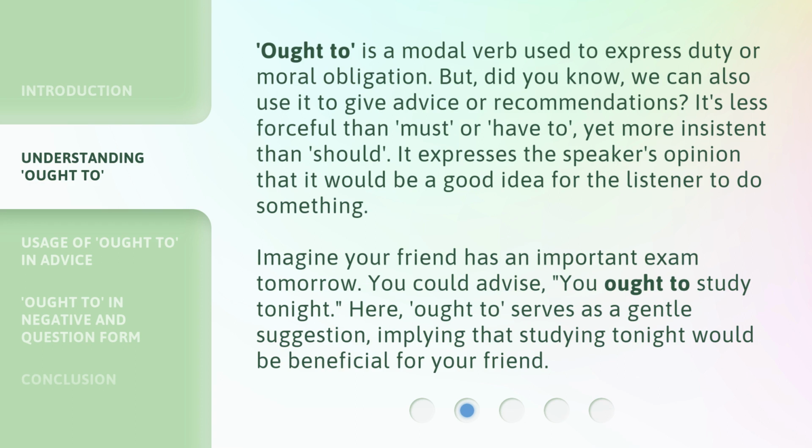Imagine your friend has an important exam tomorrow. You could advise, "You ought to study tonight." Here, ought to serves as a gentle suggestion, implying that studying tonight would be beneficial for your friend.